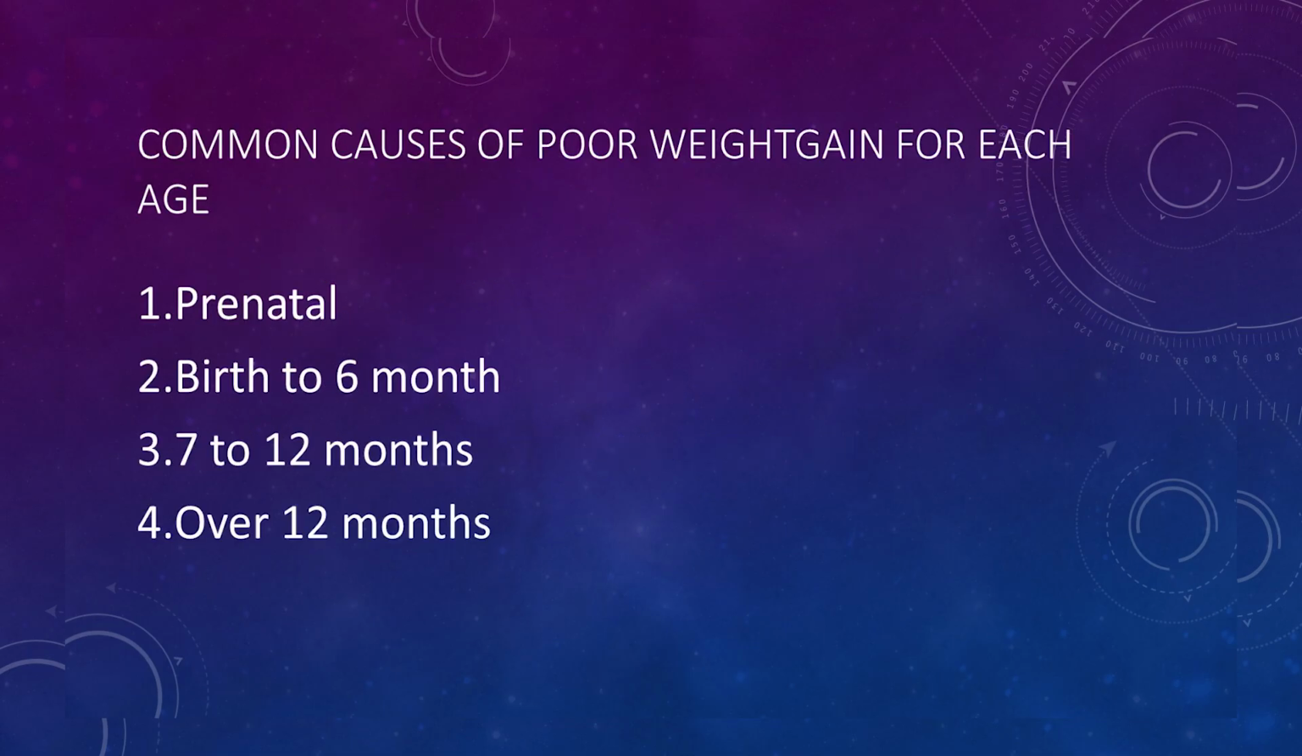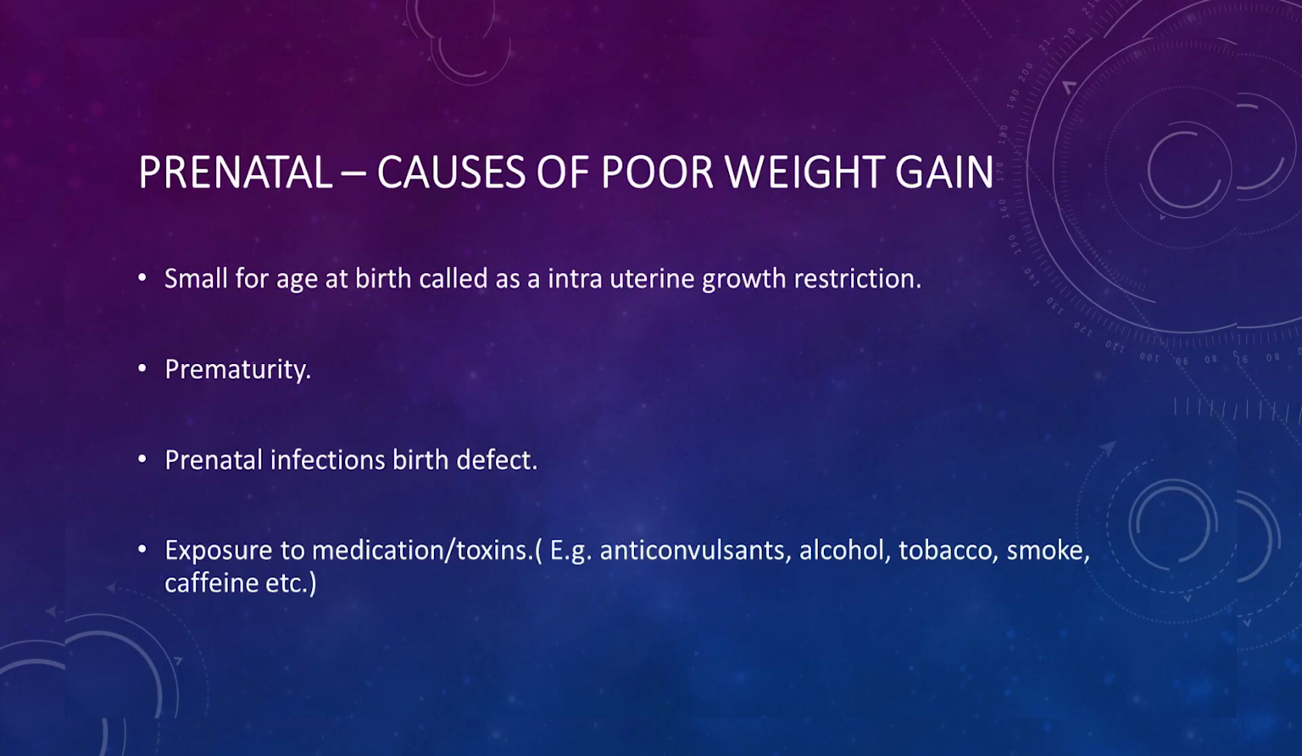The common causes of poor weight gain for each age are further divided by age group: the prenatal, before the delivery of the baby, the causes of underweight of the baby in the mother's womb before delivery, then birth to 6 months, then 7 months to 12 months, and over 12 months of that child. So first we will see the prenatal causes of poor weight gain.